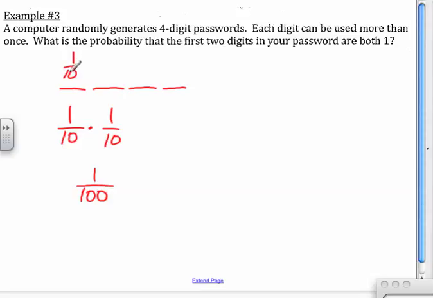1 out of 10. But what's the chances that the next one is going to be a 4? 1 out of 9. So what are the chances that that's going to happen? 1 out of 90. Excellent. Because remember, once I choose 1 and I can't use it again, I have fewer to choose from.